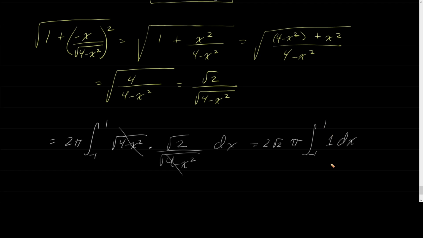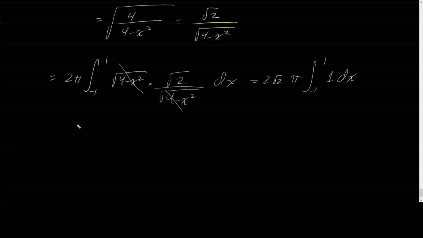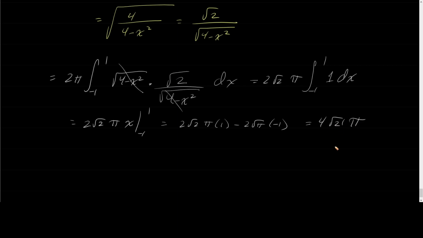And the integral of 1 is just x. So I end up here with 2 radical 2 pi x evaluated from negative 1 to 1. So it's 2 radical 2 pi times 1 minus 2 radical 2 pi times negative 1, which overall, minus negative means plus. So I really get here 4 radical 2 times pi. All right.